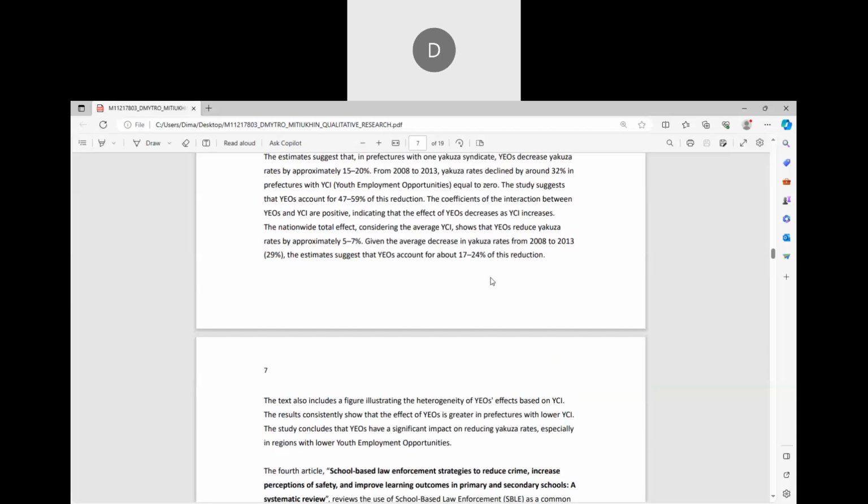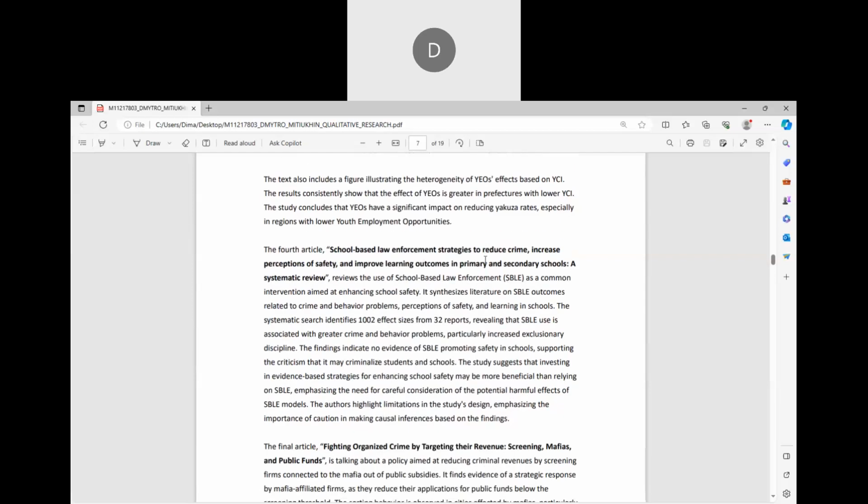Overall it was an effective way of working. But the fourth article, School-based law enforcement strategies to reduce crime, increase perception of safety and improve learning outcomes in primary and secondary schools, a systematic review, explains how school-based law enforcement in different studies is applied to schools. And unlike the previous article, here it shows that the effect on schools is actually negative with this intervention, making them more criminalized and unfit for studying for students inside.